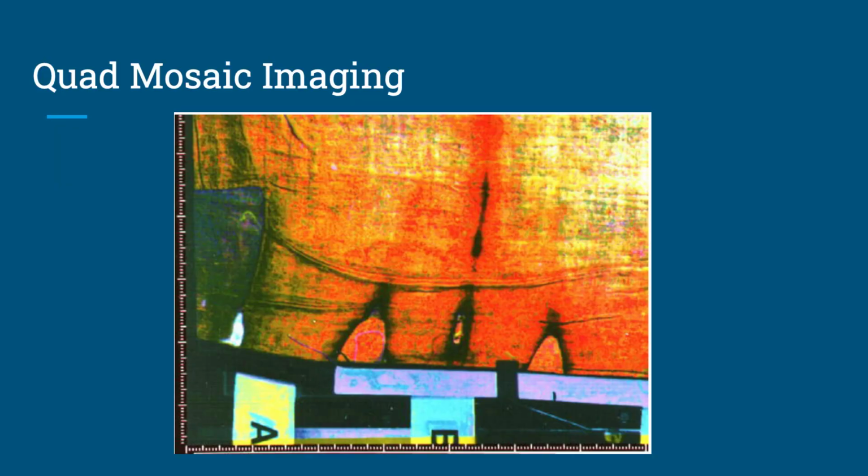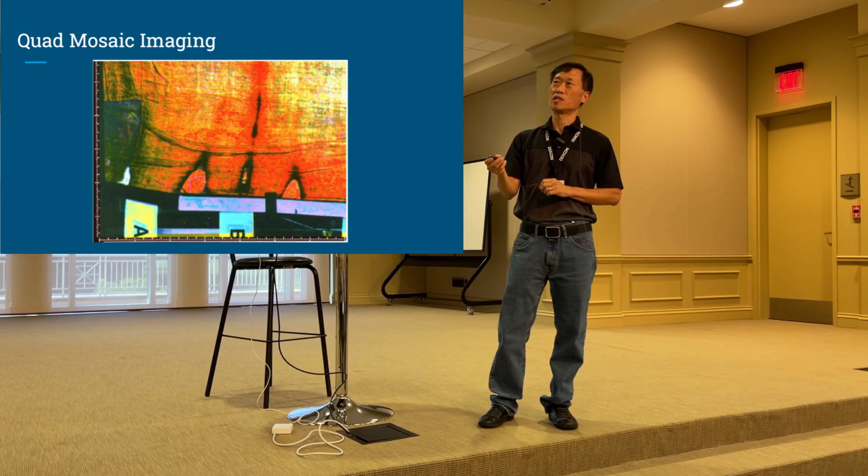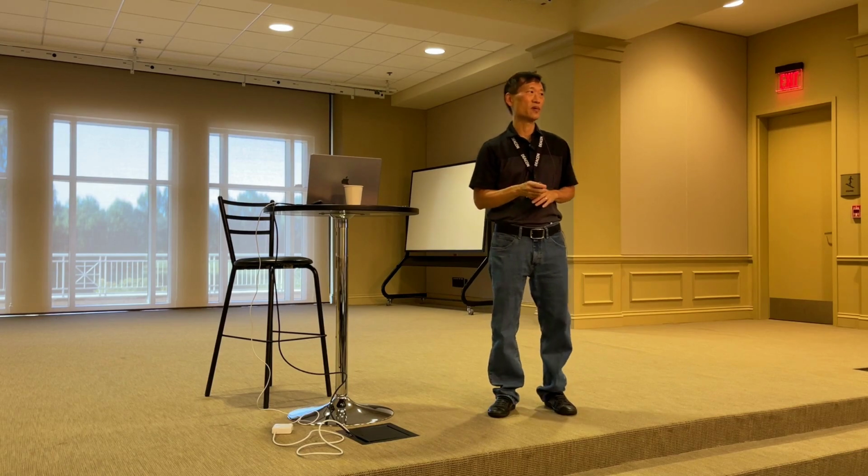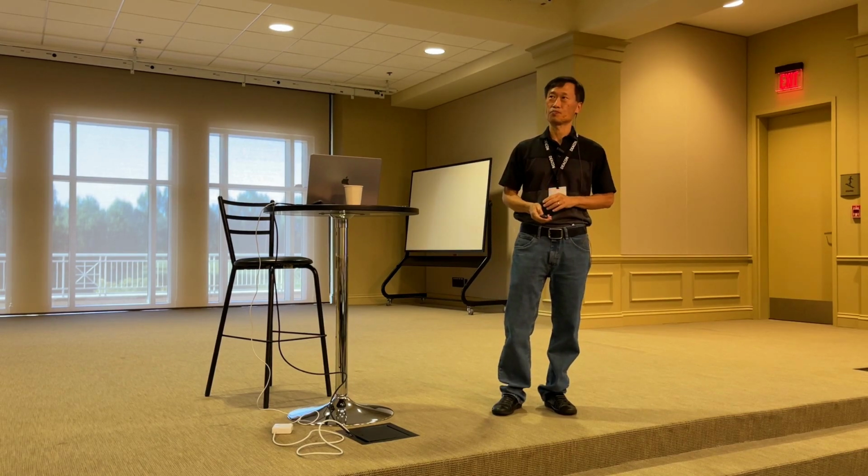This is the quad mosaic imaging, and on the bottom left-hand corner is where the sample is taken from. You can see chemically it's different from the main part of the shroud. It is green over in the bottom left-hand corner, and the rest of the shroud is orange, yellow. What this shows is that it is chemically different at the sample that they took it from.